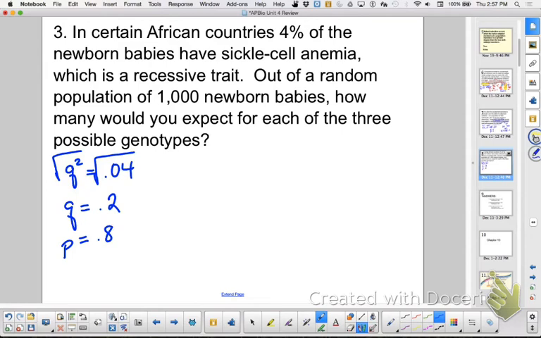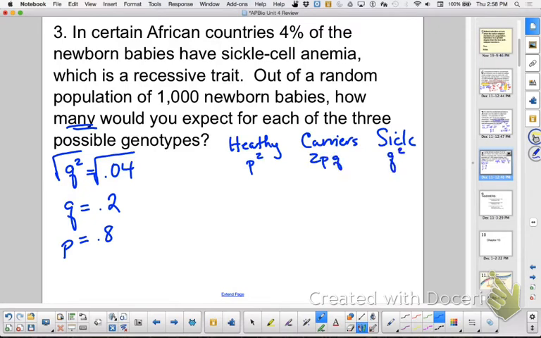0.8. Now, it asks me, out of a random population of 1,000 newborns, how many would you expect for each of the 3 possible genotypes? Well, we have healthy, we have carriers, and we have sick. These are your p squared, 2pq, and your q squared.